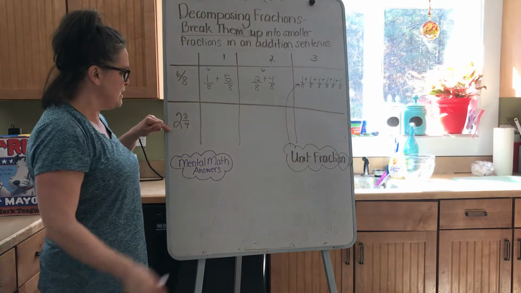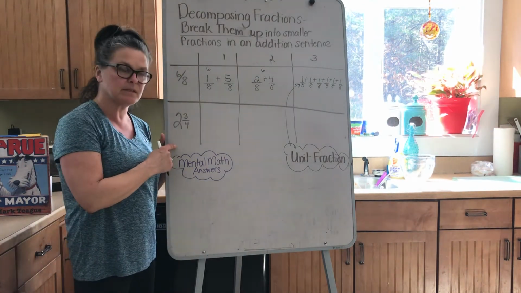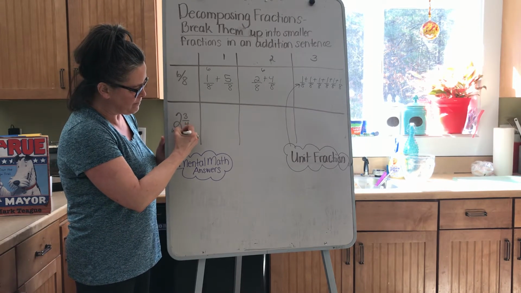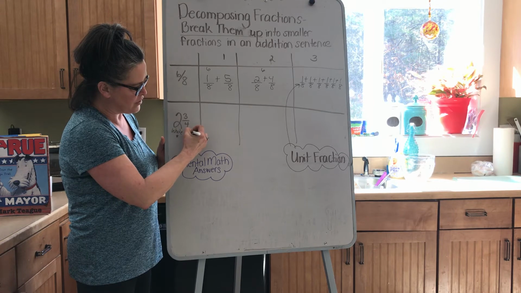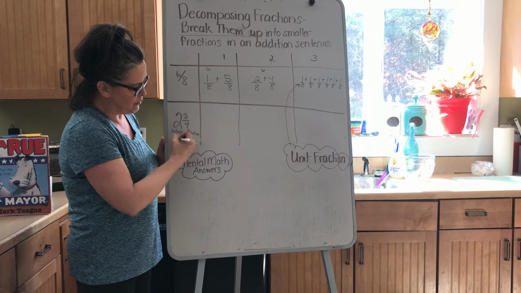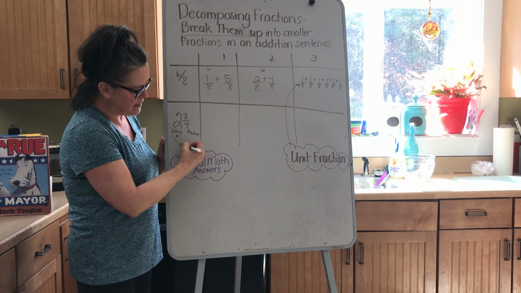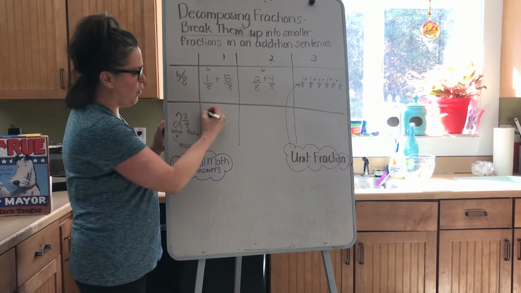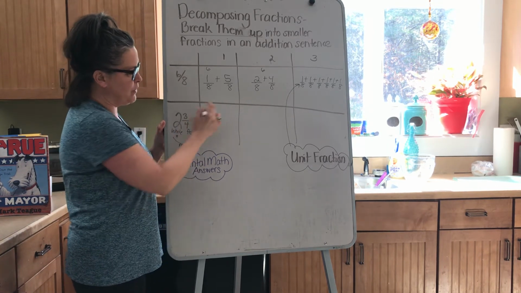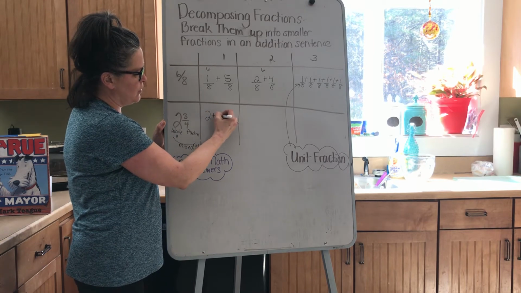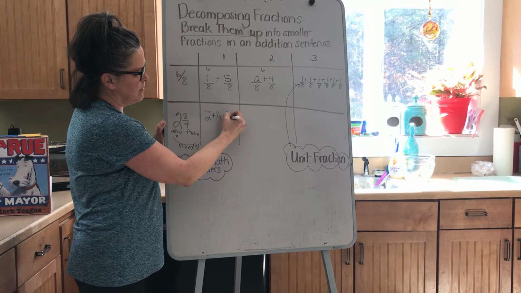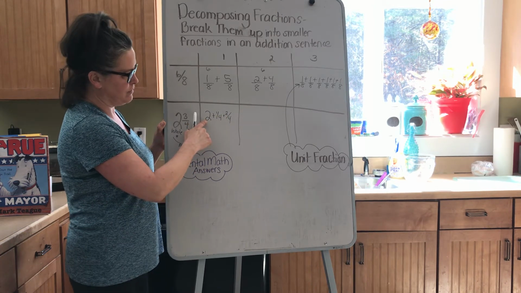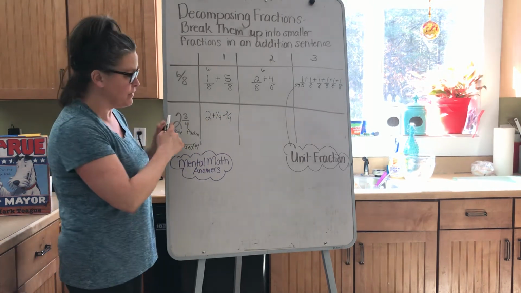Now we get down to this. Hopefully you guys notice something's a little bit different about this number. We have a whole number, and we have the fraction. So when we put those together, we call it a mixed number. So you could just leave the whole as it is and just decompose the fraction. So 1 plus 2 gives us our 3/4, and then we add on the 2 wholes. So the final answer would be 2 3/4.